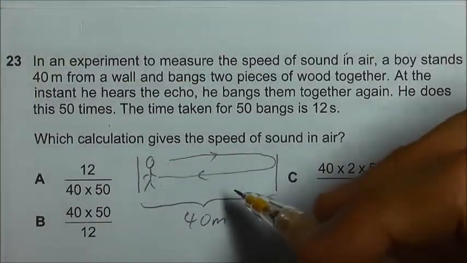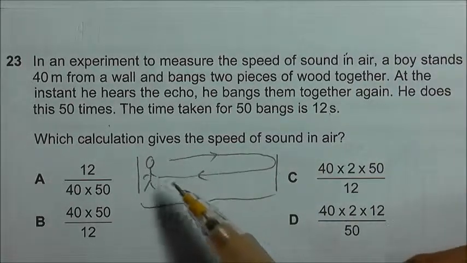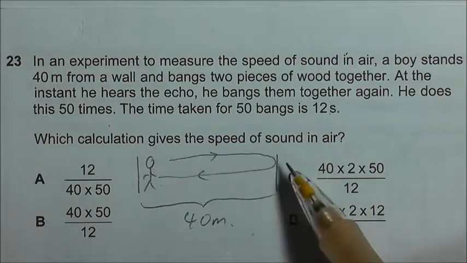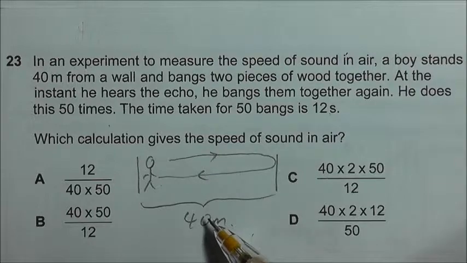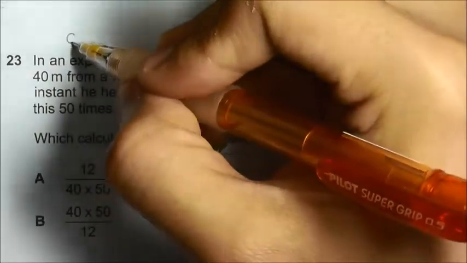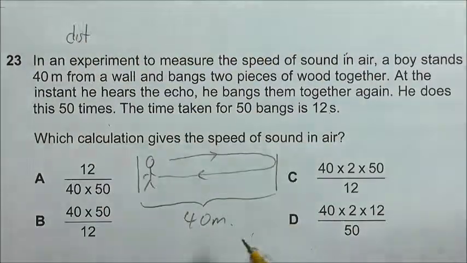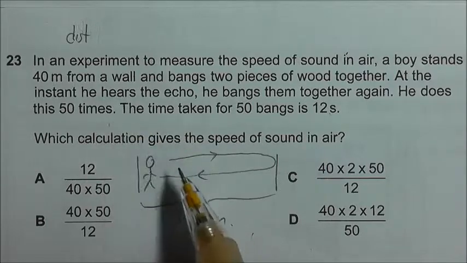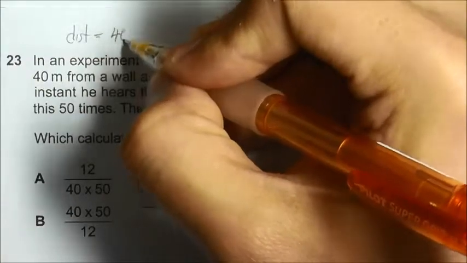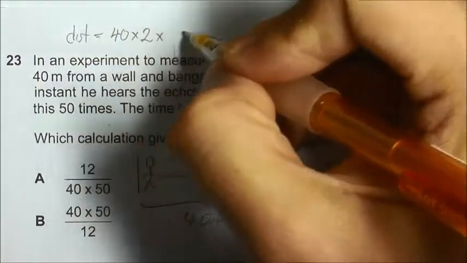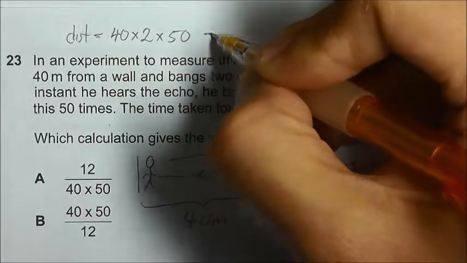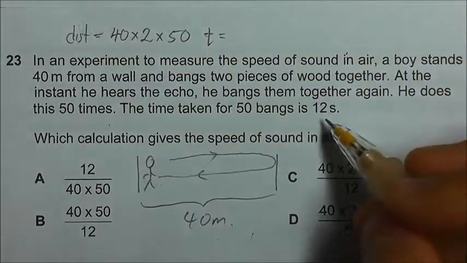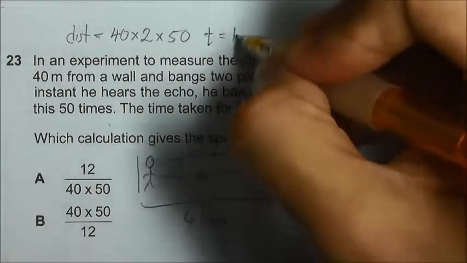We can use a diagram here to illustrate this question. We have a boy here. Every time he hears an echo, the sound wave would have traveled 40 meters. Because the boy heard the echo 50 times, the sound wave would have traveled a total distance of 40 times 2 times 50. And the time taken for the sound wave to travel this distance is 12 seconds.